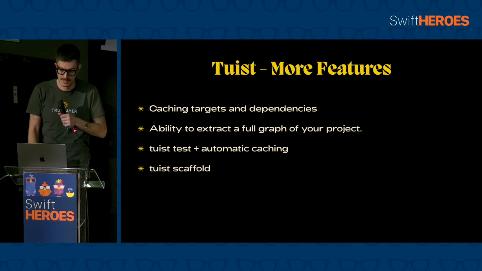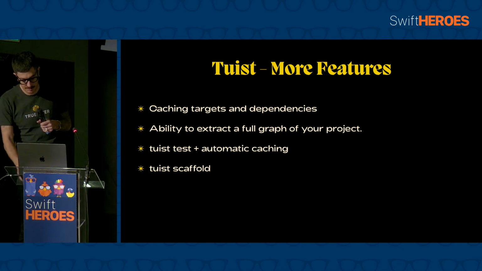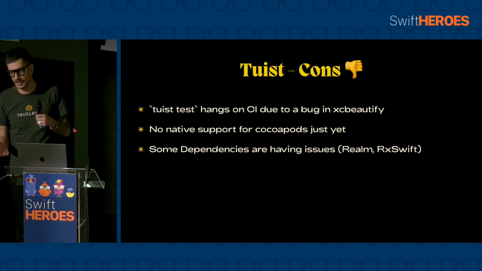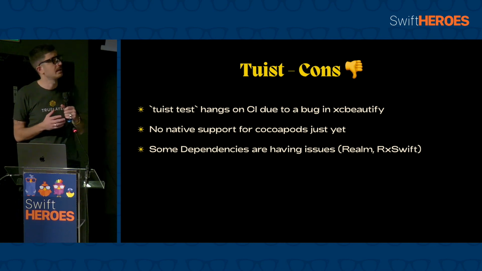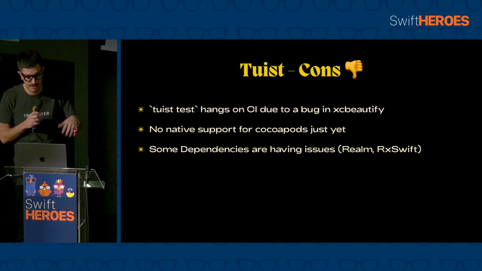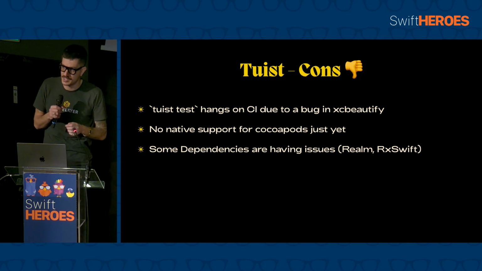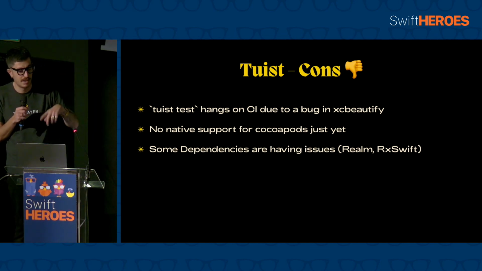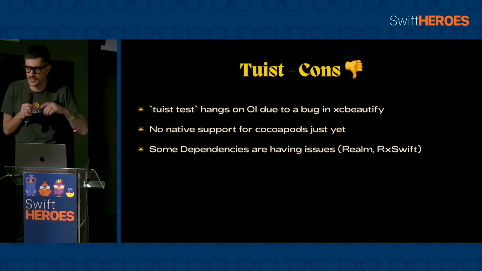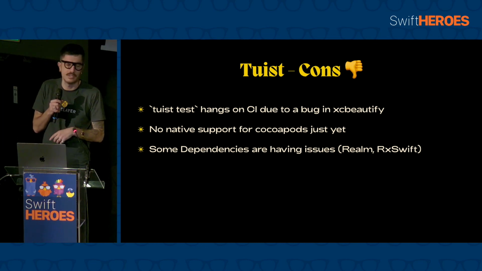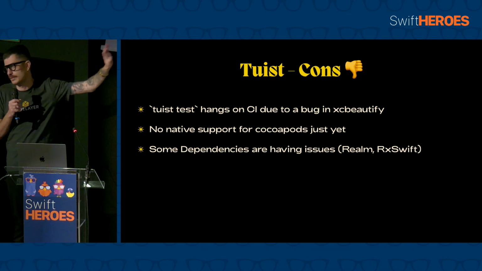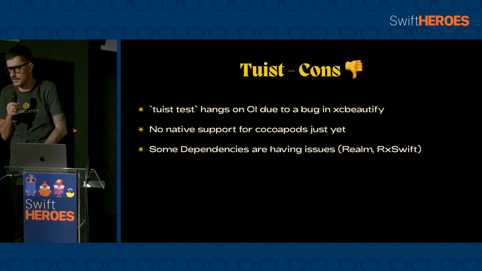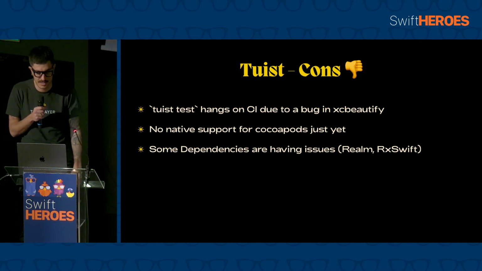It's super nice. Obviously, it's not all rainbows. There's a couple of cons, so these are the main things to be aware of now. Tuist test has a small problem currently. It hangs on the CI because there's a bug in XCBeautify, which is another Tuist library. You can basically just comment it out and it solves the problem. They're working on solving it, so hopefully this will be solved soon.